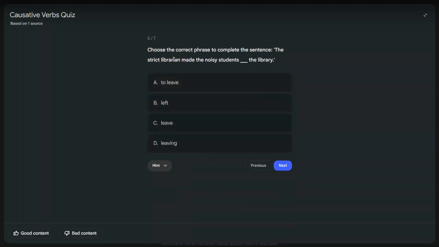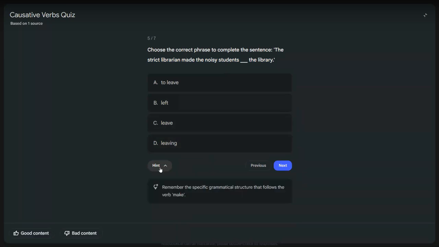Next. Choose the correct phrase to complete the sentence. The strict librarian made the noisy students dash the library. Options: to leave, left, leave, or leaving. The strict librarian made, option leave, or one, to leave.